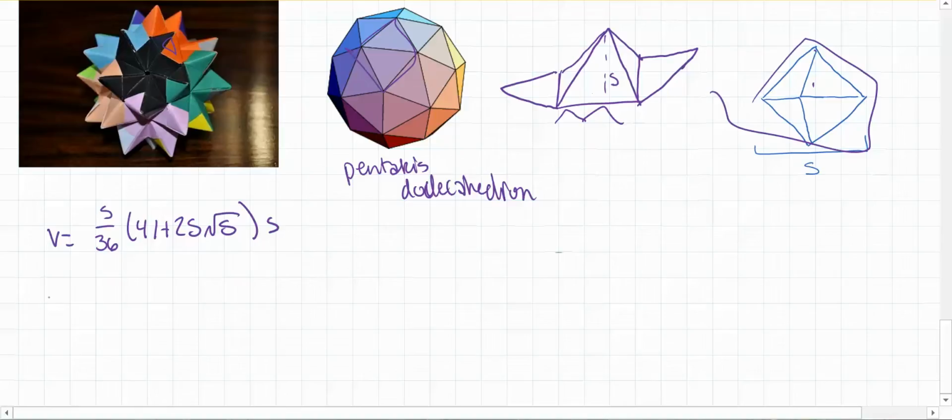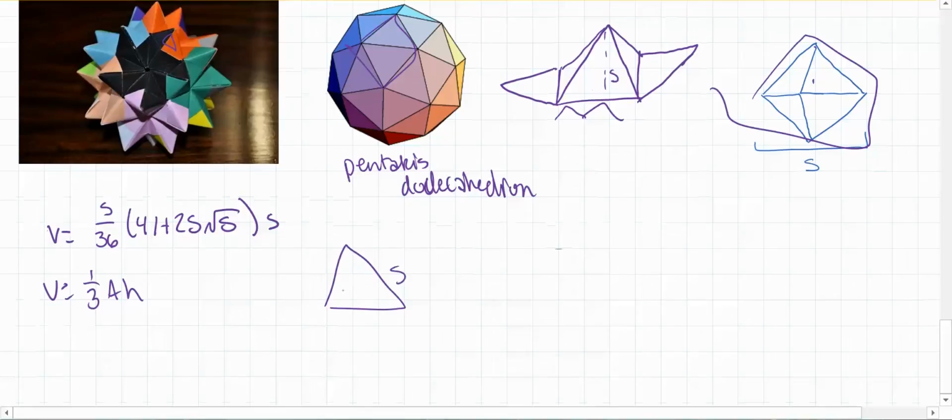So the volume of the pyramid is V equals 1/3 AH, in which A is the area of the base and H is the height from the center of the base to the apex. Now, the base of the pyramid is an equilateral triangle in which each side is S. And to find the area of that, split this in half and use the Pythagorean theorem to figure out this height, which ends up being √3/2 S. And then from there, you can find the area of the base. Then you find the apex, which I have no idea how to do.